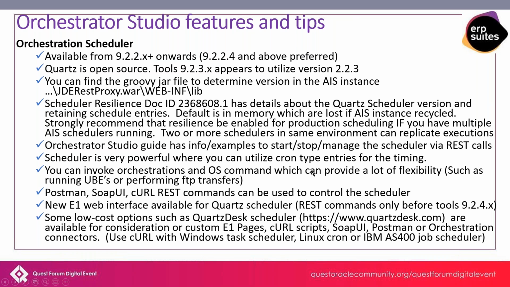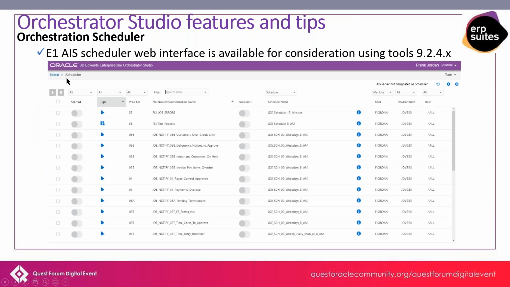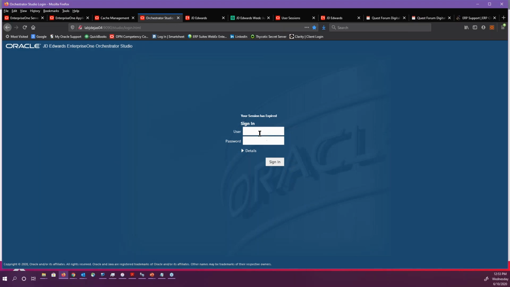But if you don't have any kind of scheduler and you want to run these orchestrations or notifications, in 9.2.4, that's where I'd suggest you leverage this, but you can on the earlier ones. And here's a quick look at the AIS web interface, where in this particular case nothing has started, but I can show it real quick. Let's jump out here. So here's the Studio.